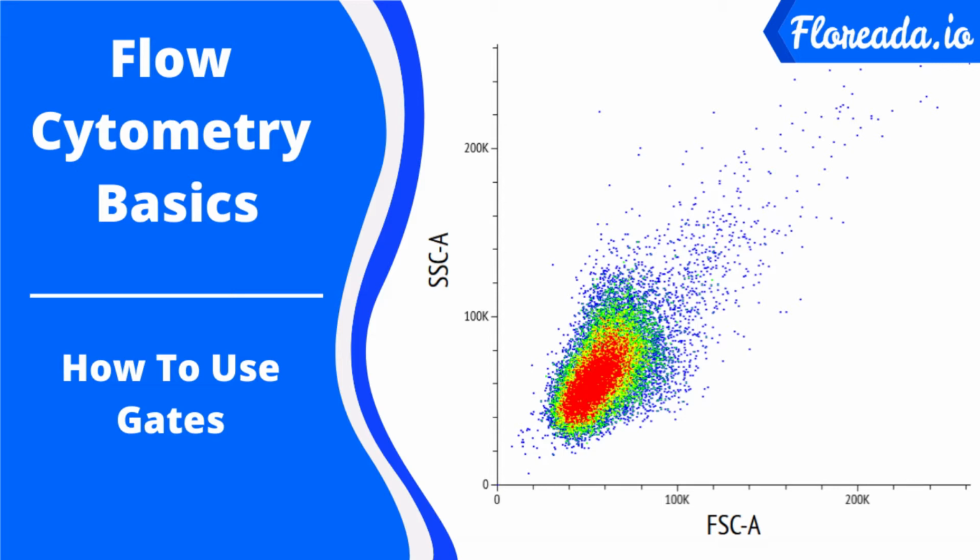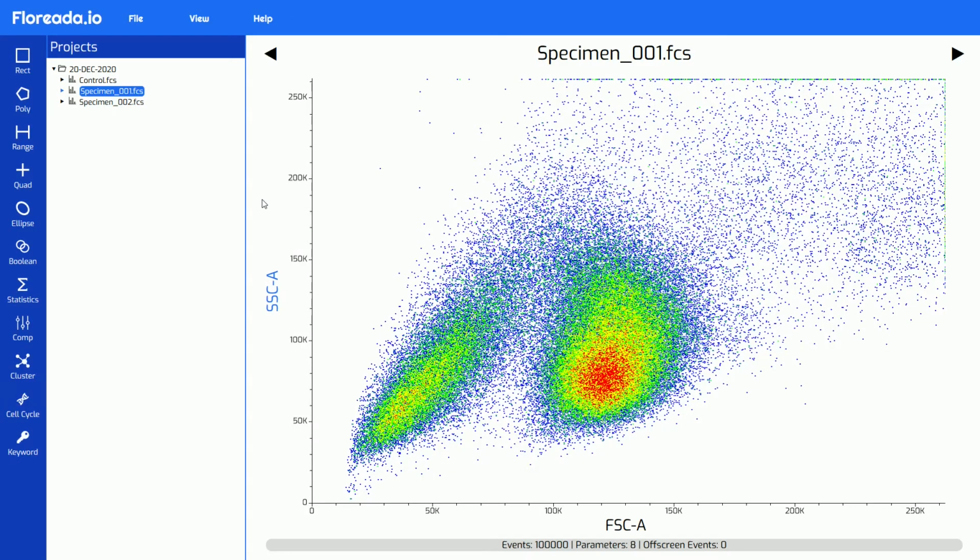Flowreader.io is a completely free to use online flow cytometry analysis tool. To get started, head to flowreader.io/analysis in any web browser. I have a couple of files open here for analysis.